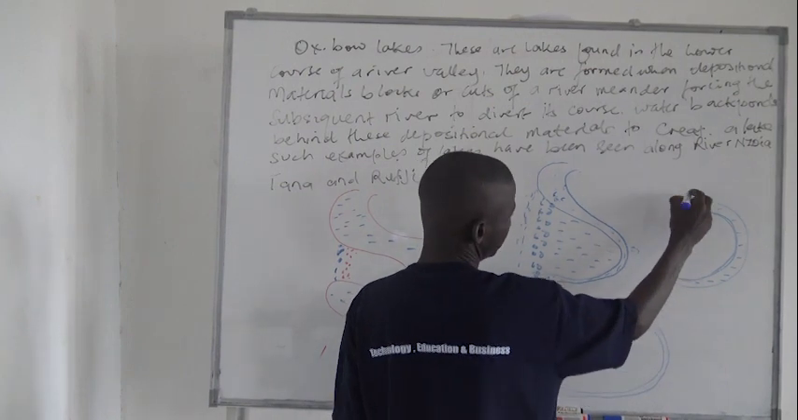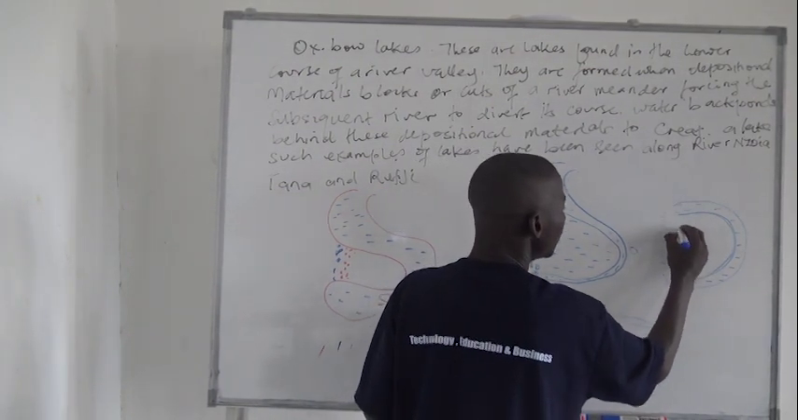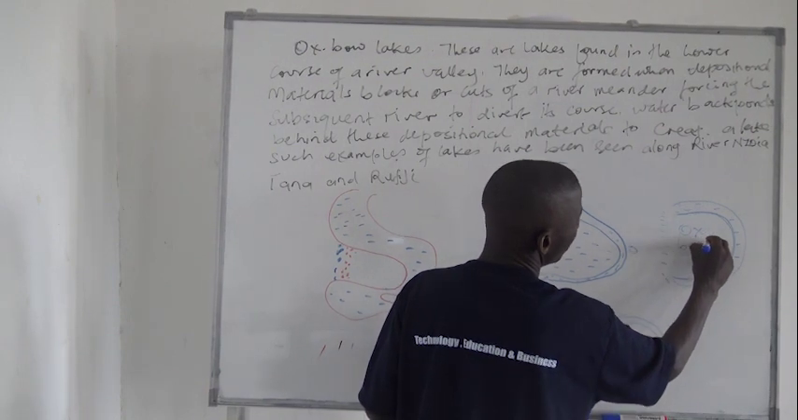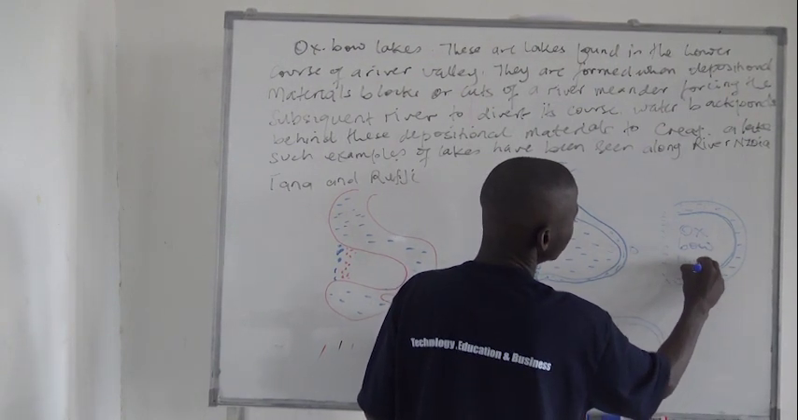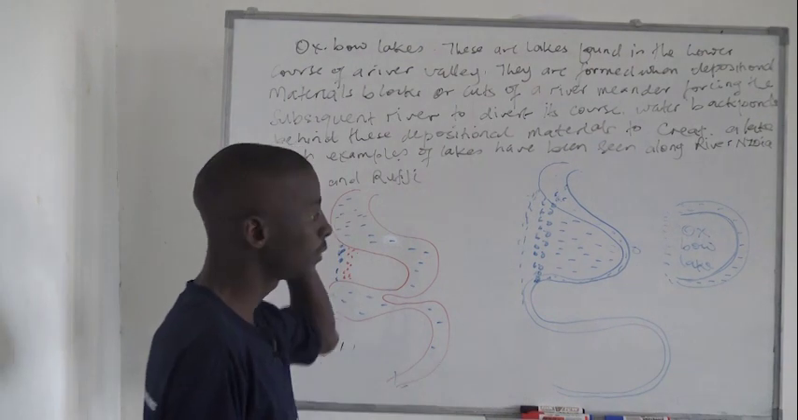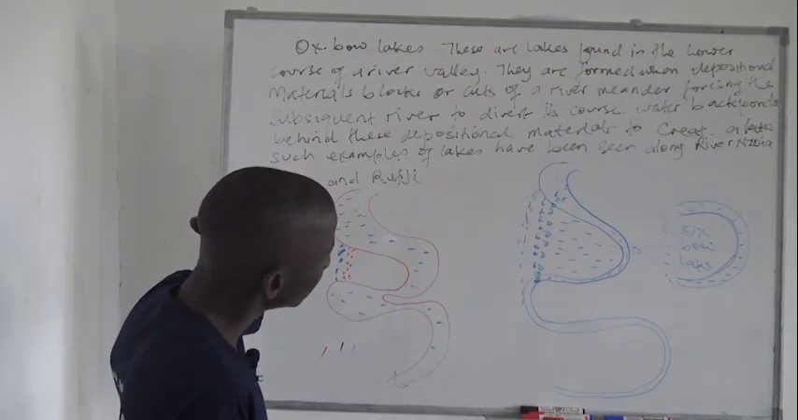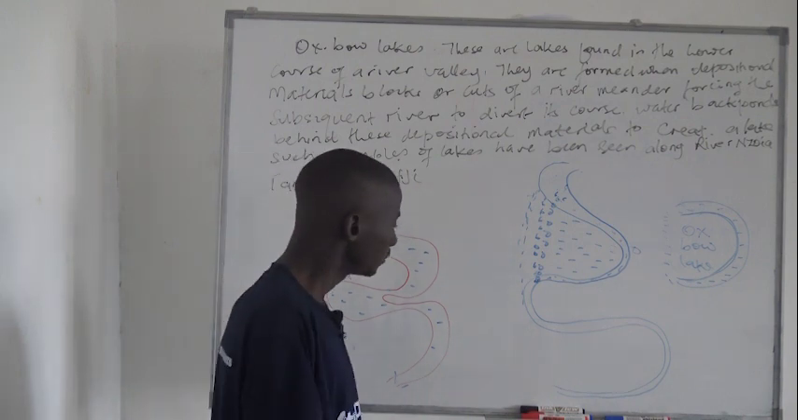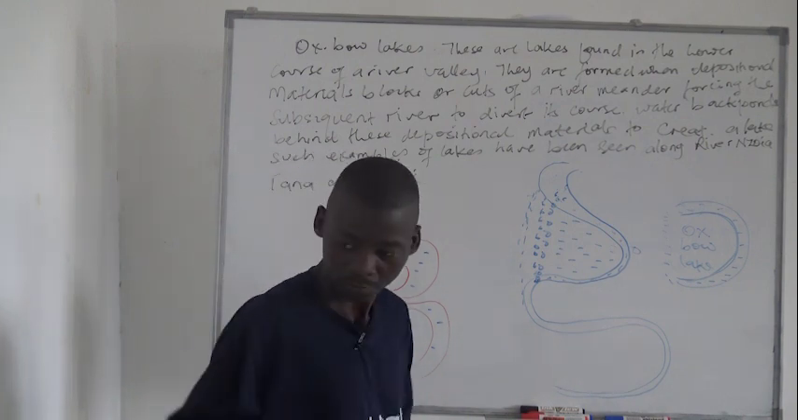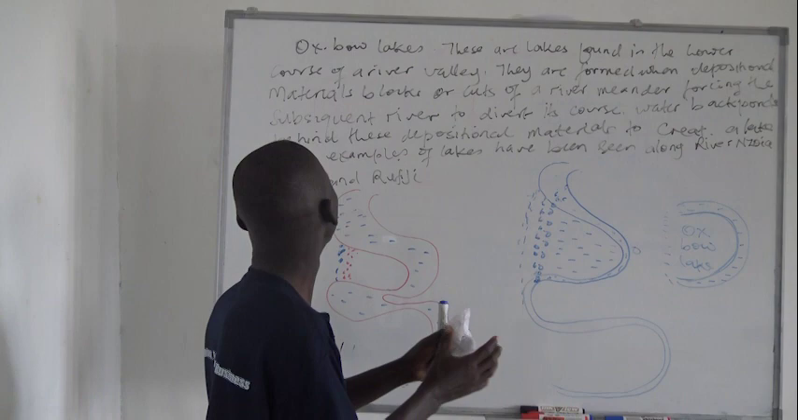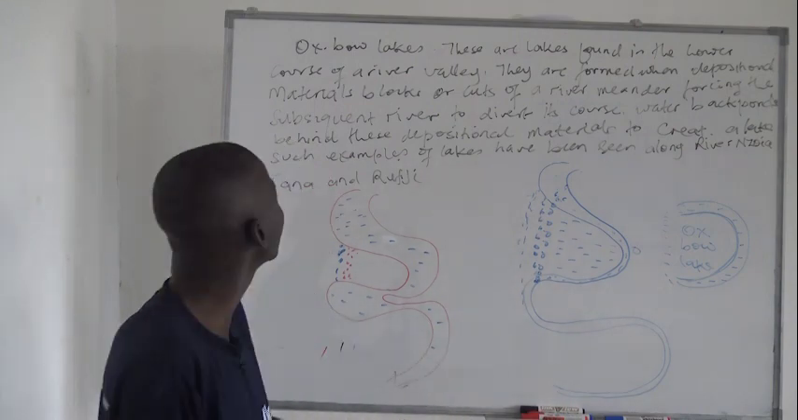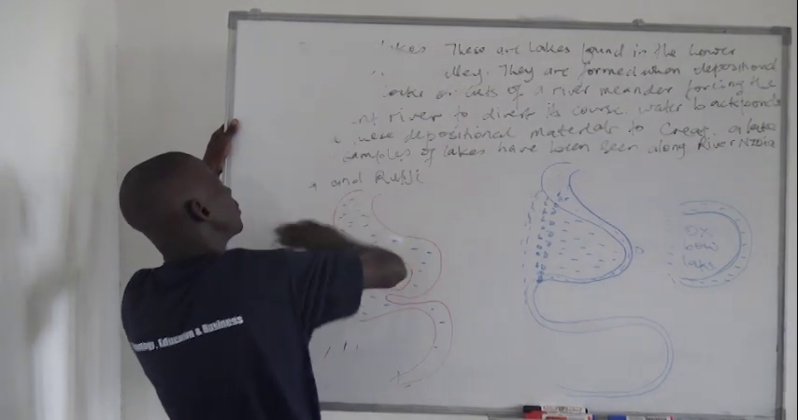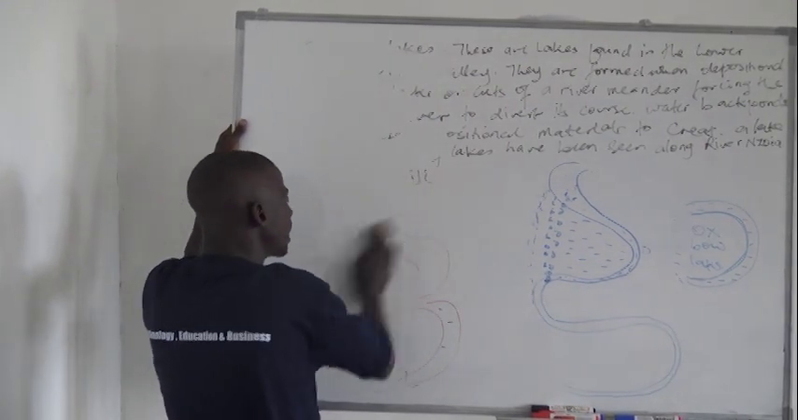And this is called an oxbow lake. An oxbow lake. So that was lakes due to depositional processes. We have looked at two of them. But now, we can look at another type of lake.